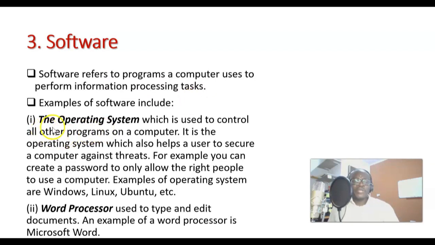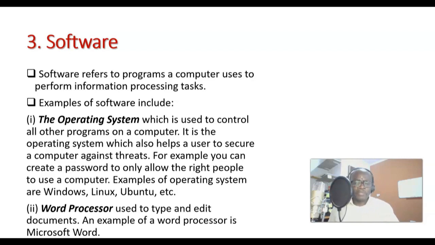There is a software that is known as the operating system. Maybe you have heard people talk about Windows. I have Windows on my computer. Others say I have Linux. Others say I have Ubuntu. All these are known as operating systems. An operating system is a very important program on your computer. Without an operating system, you can't do anything on your computer.